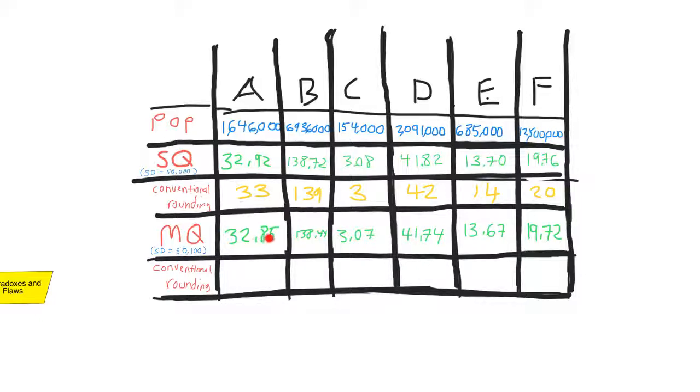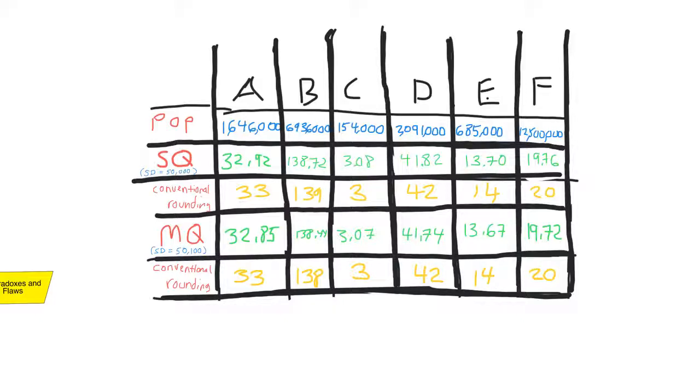Now, when we round these in the conventional way, you end up with 33, once again. This one becomes 138, and right there, that could be the difference. This one becomes 3, this one becomes 42, just like above. This one becomes 14, just like the conventional rounding from before. And this one becomes 20.